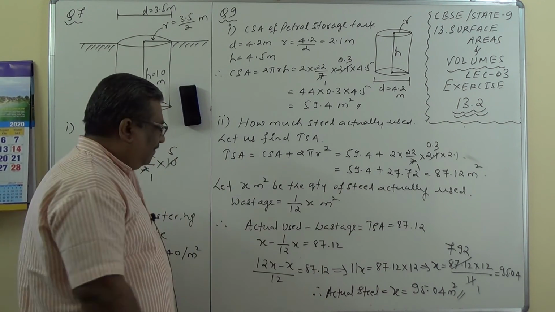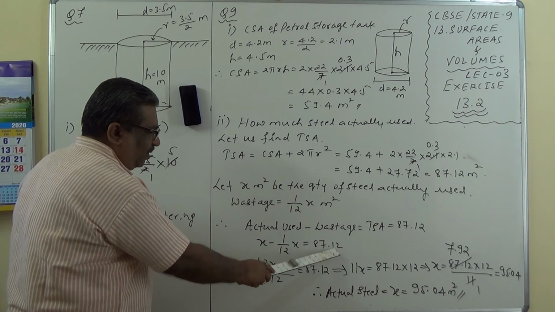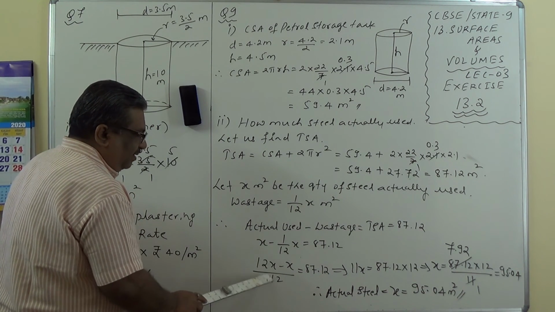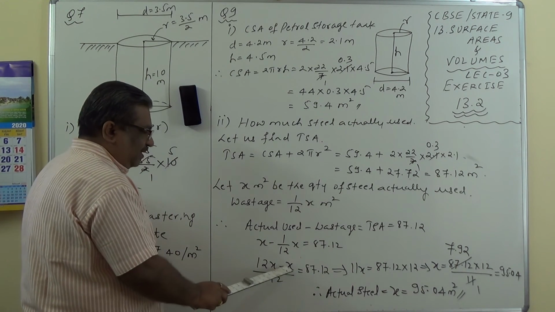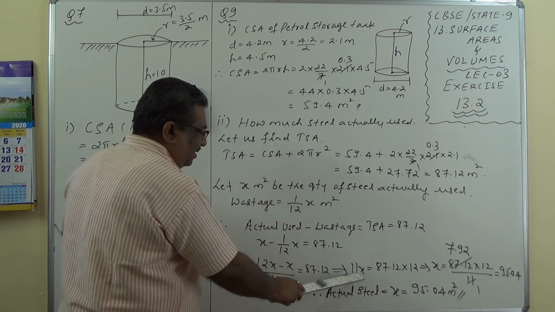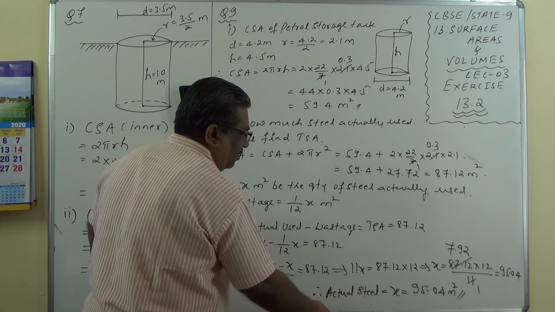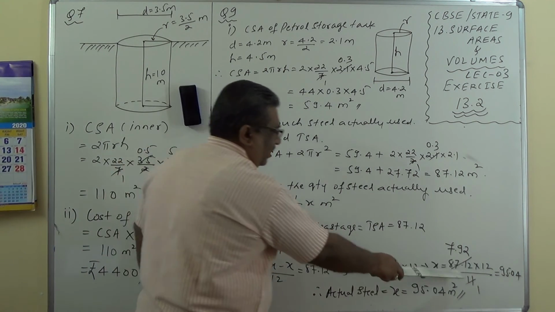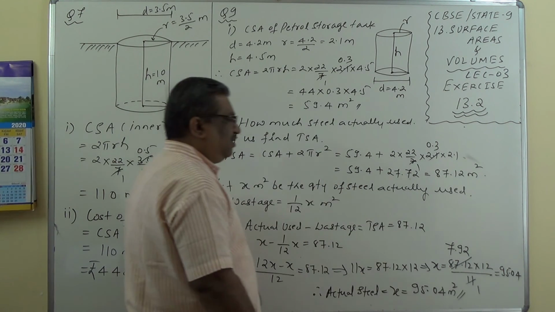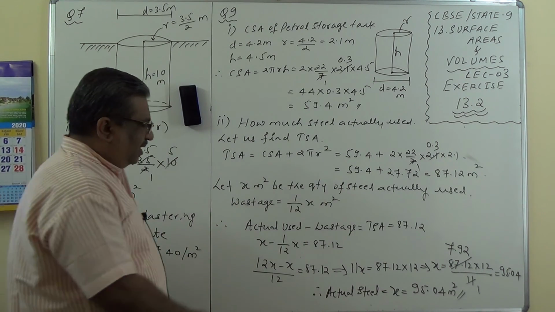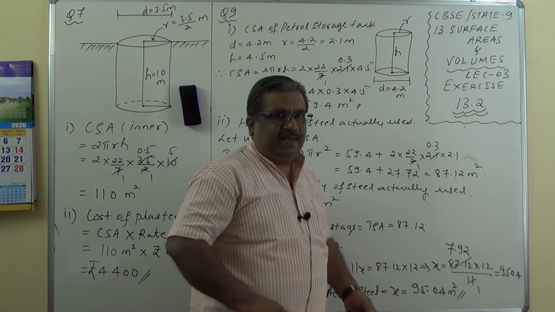Do you understand? And therefore x minus 1/12 of x is equal to 87.12. Take the LCM: 12x minus x by 12 equals 87.12. So 12x minus x is 11x. 11x is equal to 12 into 87.12, and therefore x is equal to 87.12 into 12 divided by 11. That gives you 95.04 square meters, and hence the actual steel utilized is 95.04 square meters.